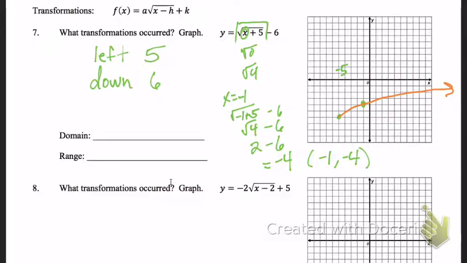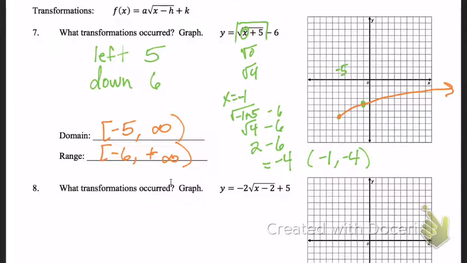So my domain, if I'm reading it from left to right, where does it start? What x value? -5 to what? Positive infinity. Then my range, if I'm starting from the bottom and I'm going to the top, what y value does it start at? -6 to positive infinity. So domain and range are pretty easy because it always starts at your vertex, which is this first point right here, kind of like what the transformation is.